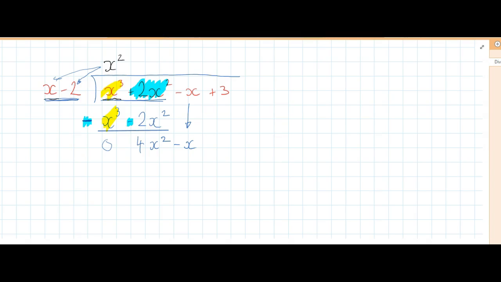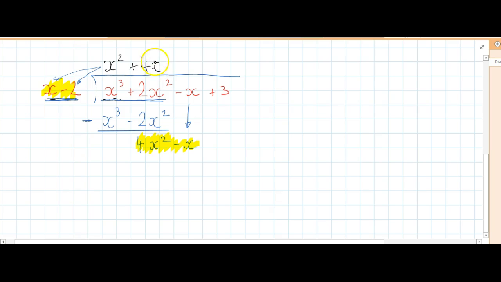I'll just stop for a second. I've erased all the highlights that are unimportant. But now instead of working with this top red line, we're working with this here. We've got two terms here. Again, we're looking to create a quotient term. So we divide 4x squared by x to get this value here. So 4x squared divided by x is 4x.